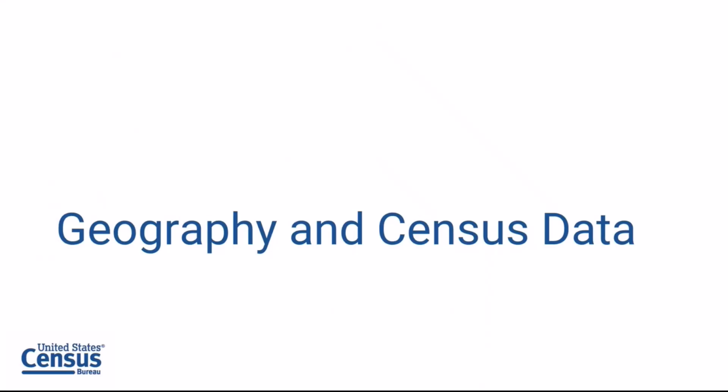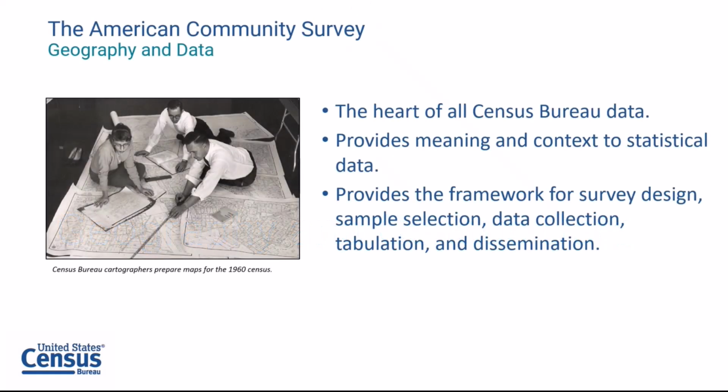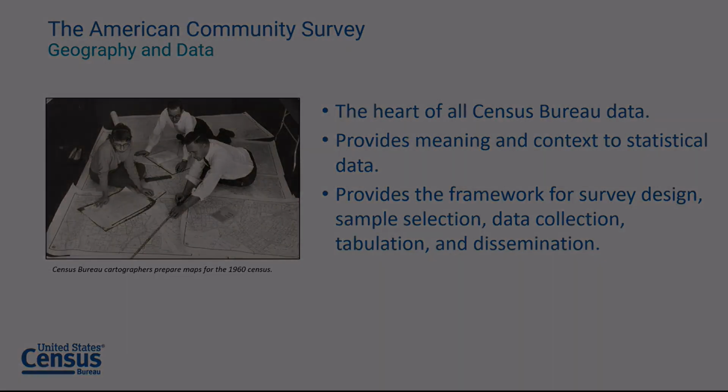Let's discuss the relationship between geography and census data. Geography is at the heart of all Census Bureau data. We strive to provide data for those geographic areas that are most useful to the many and varied users of Census Bureau data. In essence, geography provides meaning and context to statistical data. Without the context of geography, a number would just be a number. Geography provides the framework for survey design, survey sample selection, data collection, data tabulation, and data dissemination.